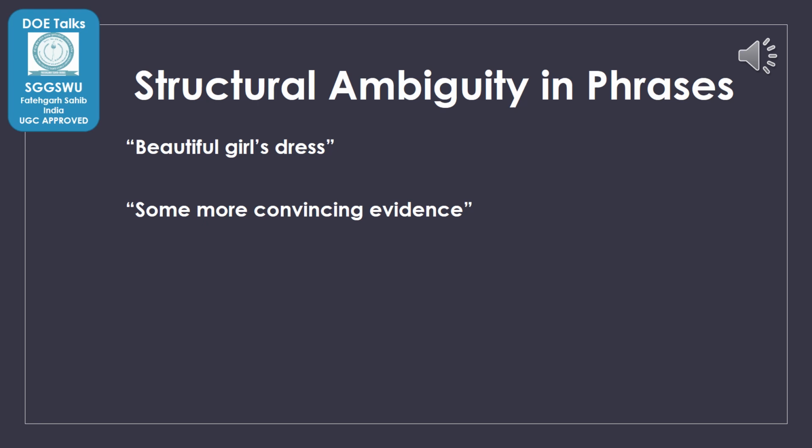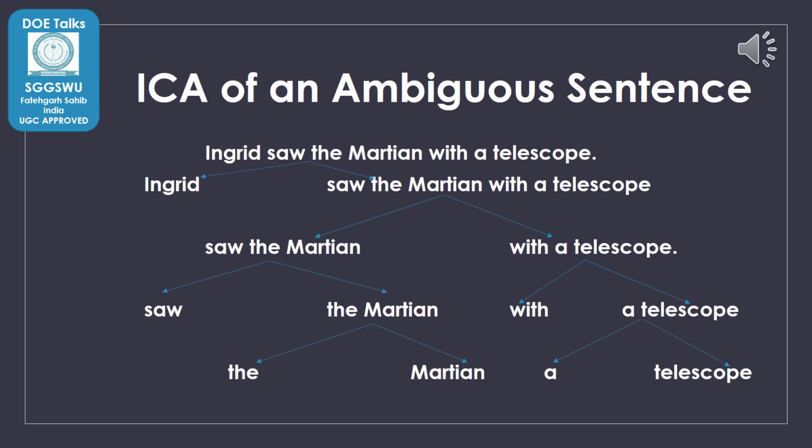If we make our students understand the vitality of the immediate constituents that we discussed earlier, it will be easier for them to express themselves in L2. Let us take another example here. This is: Ingrid saw the Martian with a telescope. Now this sentence carries two meanings again. Ingrid saw the Martian with a telescope. Who was carrying a telescope?